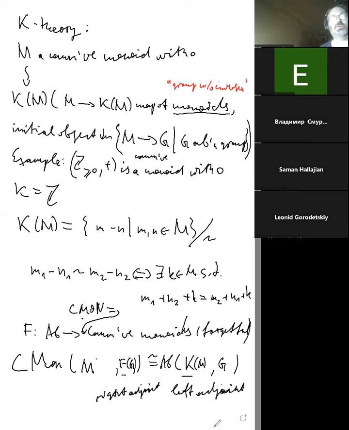Okay, well, we will not need this absolutely, but it's useful to know. Anyway, we have this construction, which can also be made very explicit as follows. We just take all formal differences with this equivalence relation.